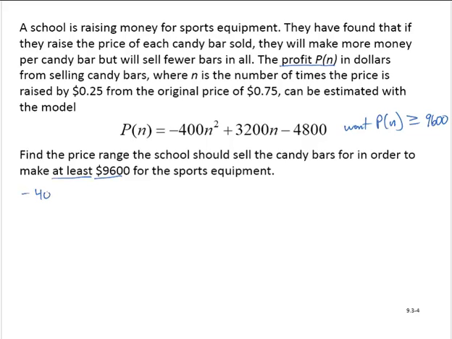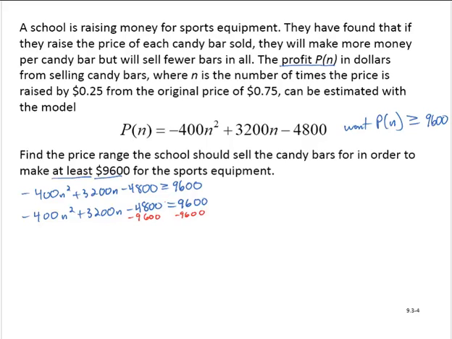So we have negative 400n squared plus 3,200n minus 4,800. We want that to be greater than or equal to 9,600. Let's treat that as an equation for a moment. So I'll rewrite it as equals 9,600, and I'll subtract 9,600 from both sides to get this into a more standard form. So negative 400n squared plus 3,200n minus 14,400 is equal to 0.